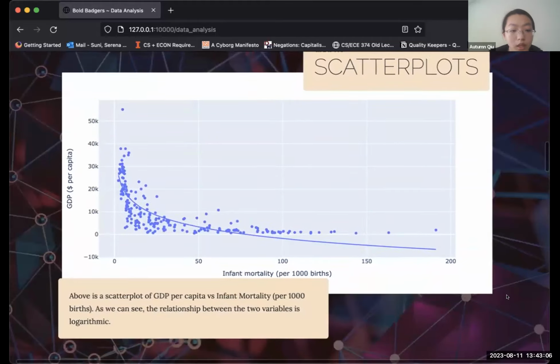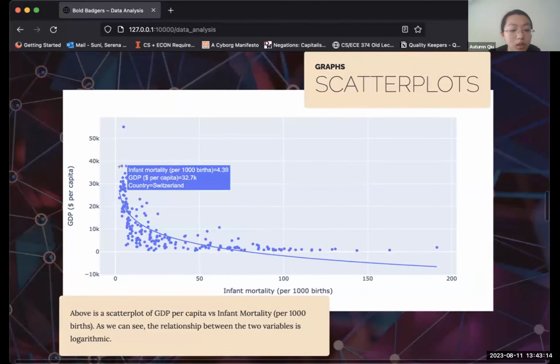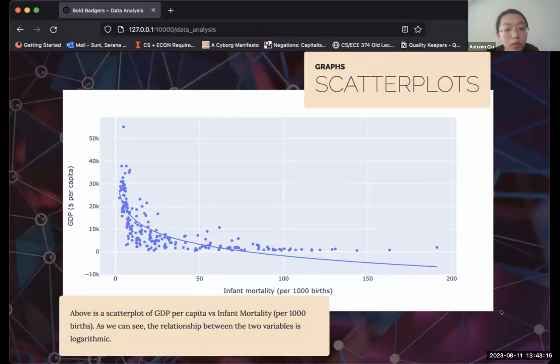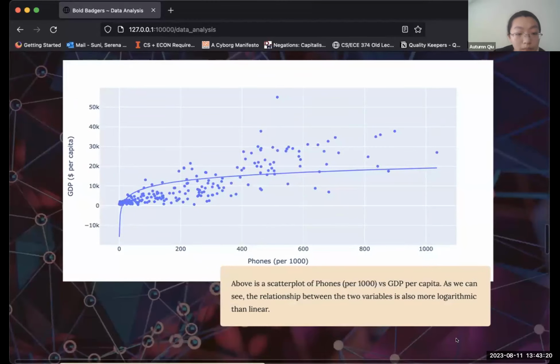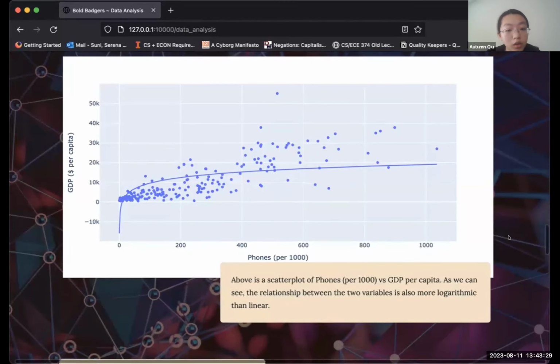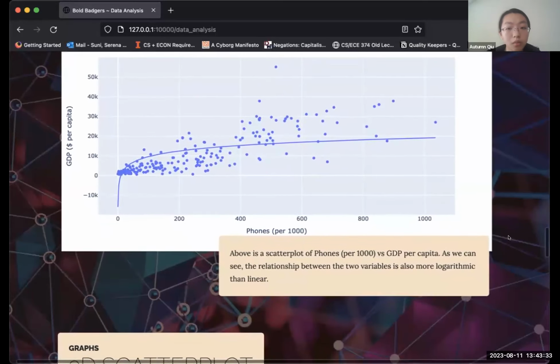So next up, we have some scatter plots. This is a scatter plot between GDP per capita and infant mortality. As we can see, the relationship between these two variables is logarithmic. And this is a scatter plot of phones per 1,000 people versus GDP per capita. Again, we can see that the relationship between the two variables is more logarithmic than linear.